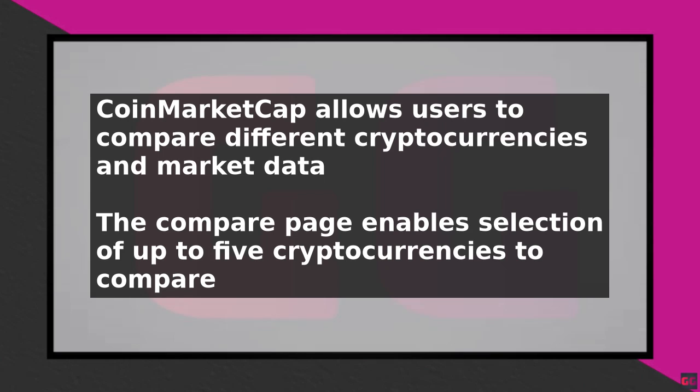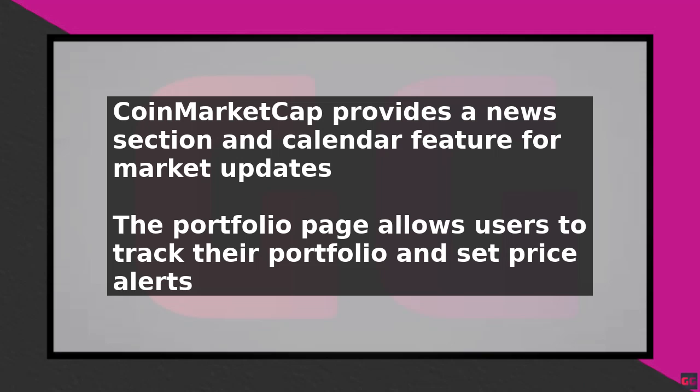To make informed trading decisions, it is also important to stay up to date with the latest market trends and news. CoinMarketCap provides a news section, where you can find the latest articles and updates on the cryptocurrency market. You can also use the calendar feature to stay informed about upcoming events and announcements that may impact the market.